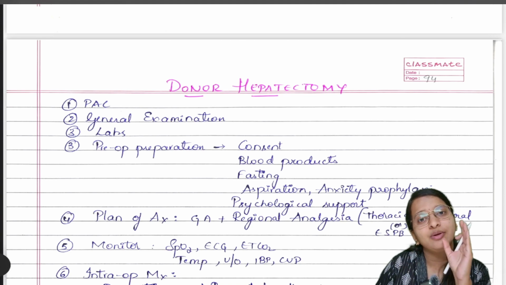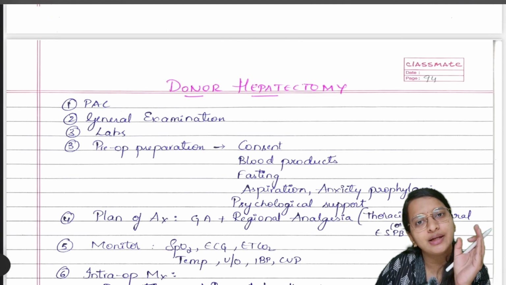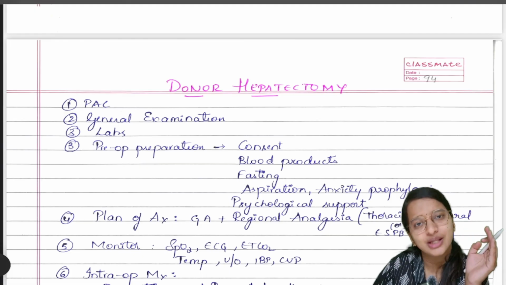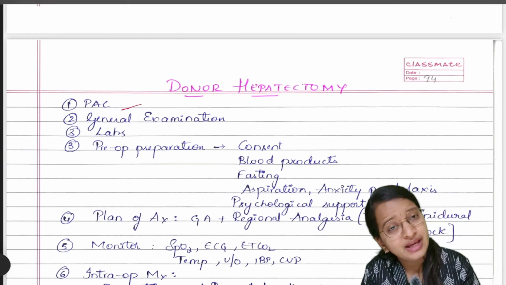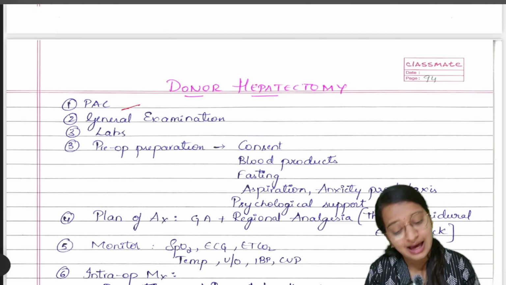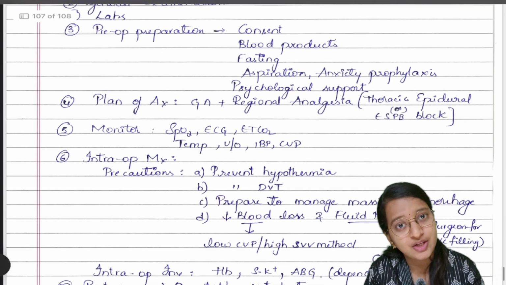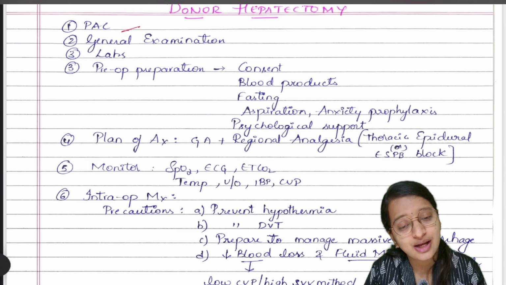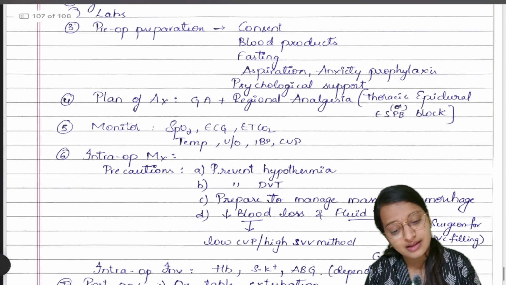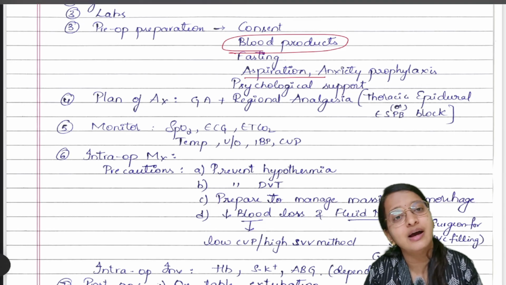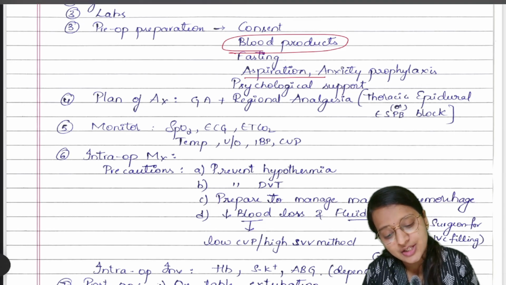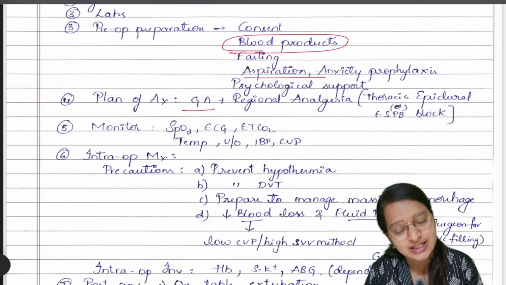Now, what about the donor? The donor hepatectomy surgery is almost like a routine surgery. So we'll be doing PAC, general examination, we'll see the labs, we'll go for pre-op preparation, giving anxiolytics, PPIs, and aspiration prophylaxis. We have to keep blood products ready, and our plan of anesthesia will be GA with regional analgesia.